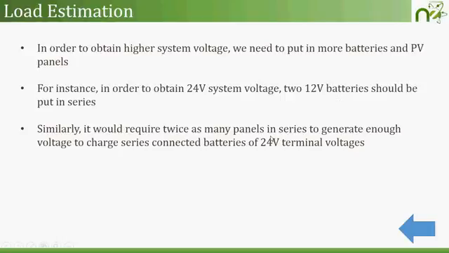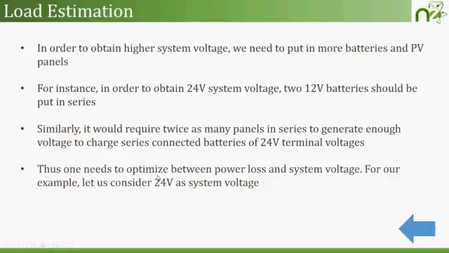Again the same is applicable in the case of panels, which will be connected in series to generate enough voltage for getting the terminal voltage of 24 volt. Hence one needs to optimize between power loss and system voltage. For our example, let us consider 24 volt as the system voltage. Now we will be generating energy at 24 volt, which will be supplied to the battery at 24 volt, and the same supplied to the inverter at 24 volt.